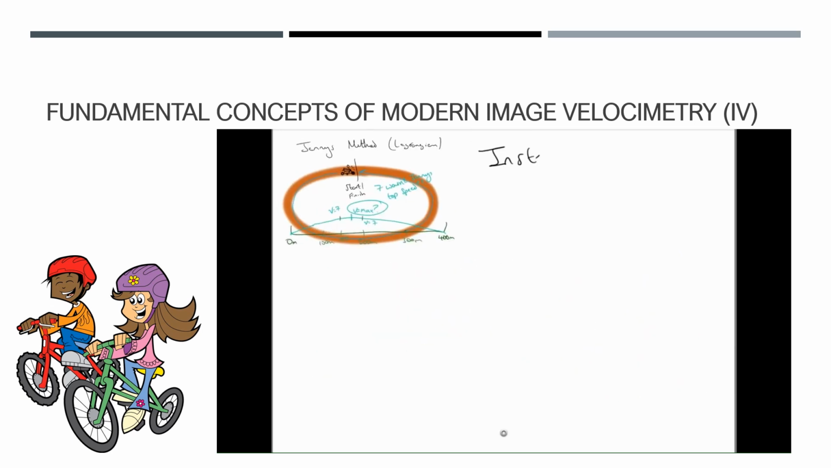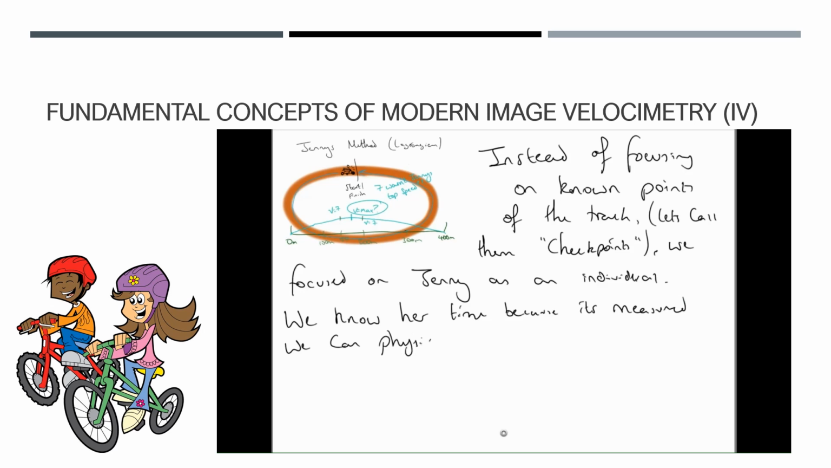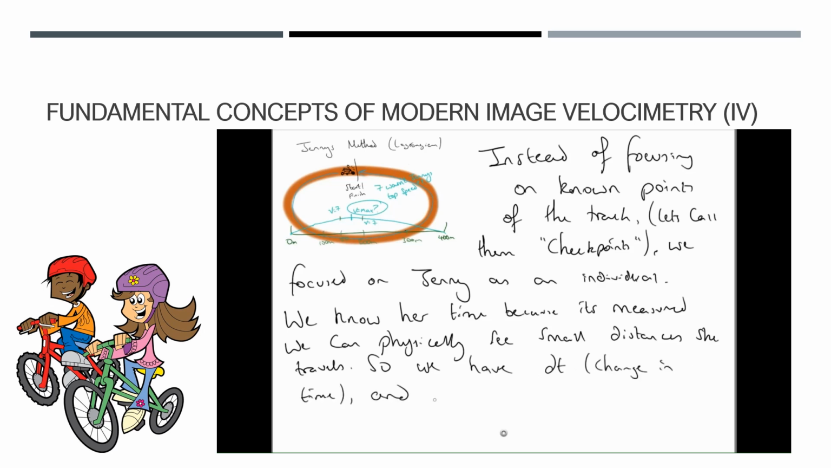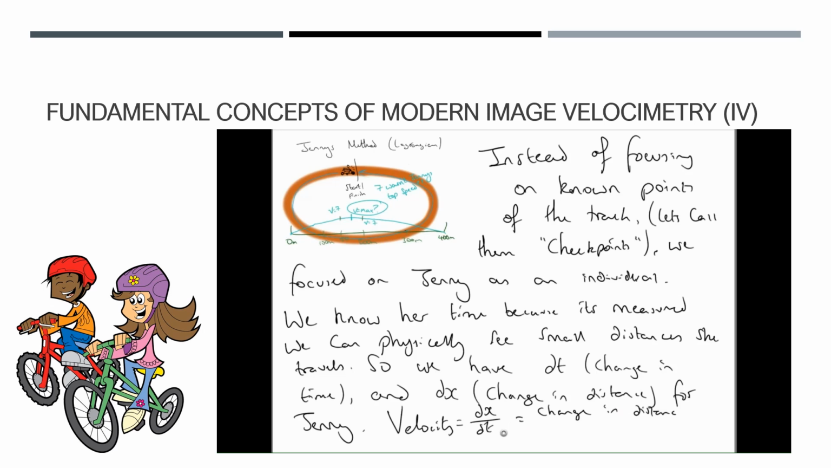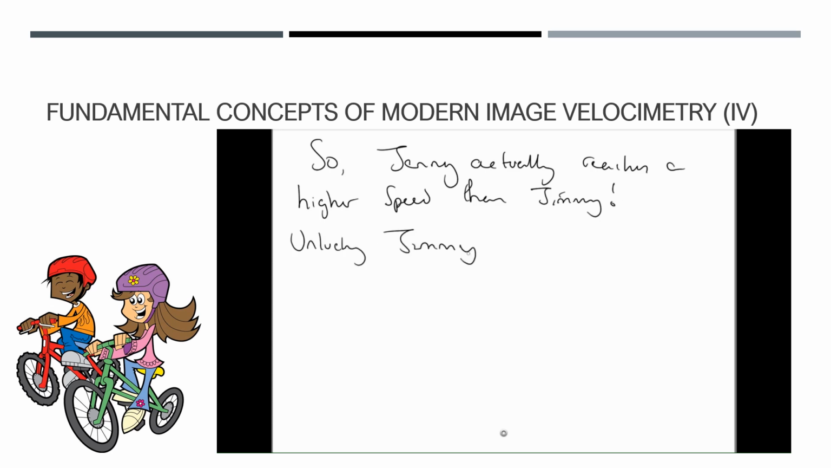Focusing on Jenny as an individual means that we can more accurately track her velocity throughout time rather than at a fixed point in space. We can measure the distance that she travels, which we can physically see, and we know a fixed time difference between each position, which we can use frame rates for. This gives us dt, which is a small time difference, and dx, which is a small distance difference. And with that, we get dx over dt, which is velocity. So Jenny actually went faster than Jimmy.